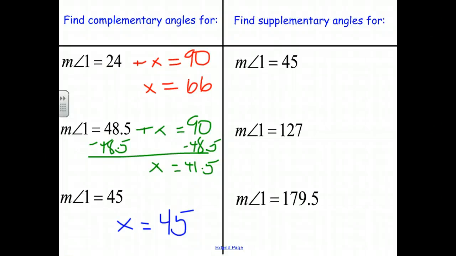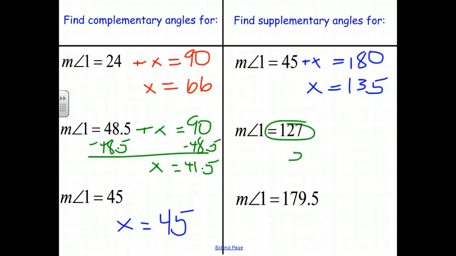Now, taking the same idea with supplementary angles, this angle plus something has got to equal 180. Subtract 45 from both sides, you get x is equal to 135 degrees. The supplementary angle for 127 is 53 degrees. And the supplementary angle for 179.5 is 0.5 degrees.